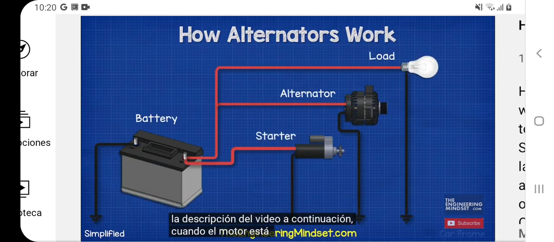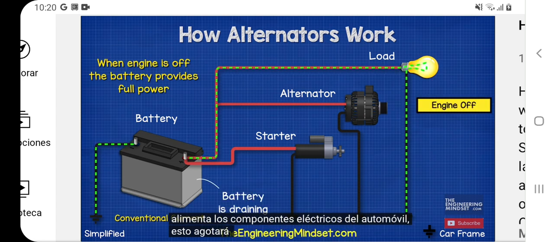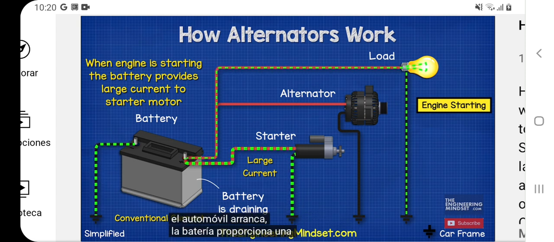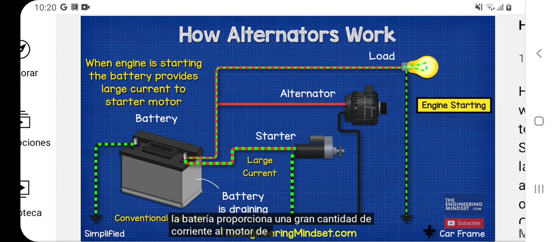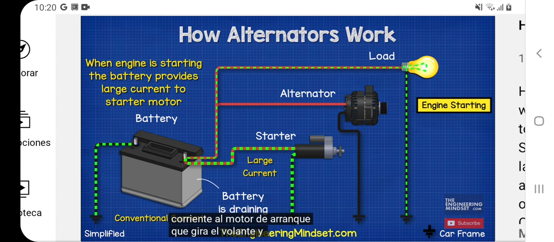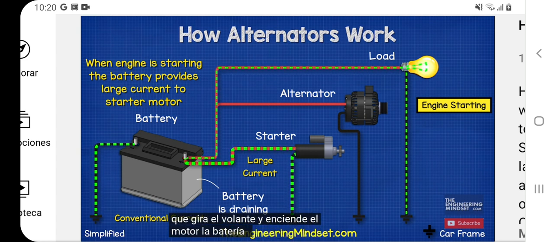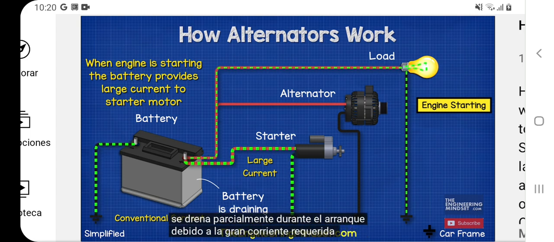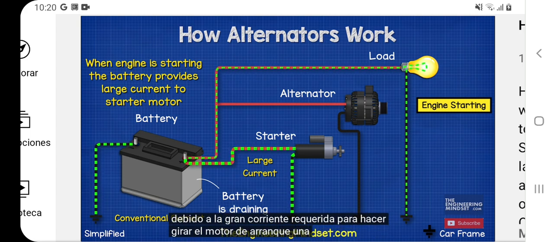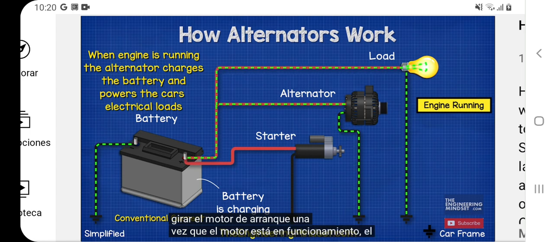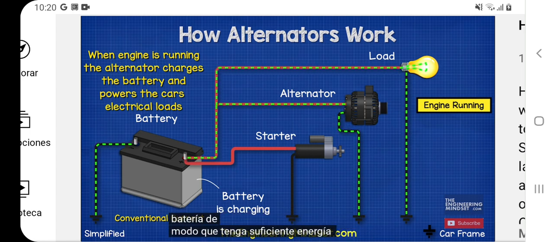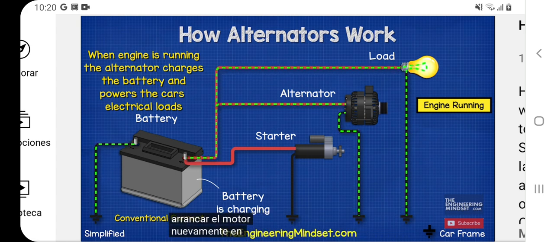When the engine is off, the battery powers the car's electrical components. This will drain the battery though. When the car starts, the battery provides a huge amount of current to the starter motor, which turns the flywheel and starts the engine. The battery is again partly drained during the startup because of the large current required to turn the starter motor. Once the engine is running, the alternator is used to recharge the battery so that it can store energy to start the engine again in future.